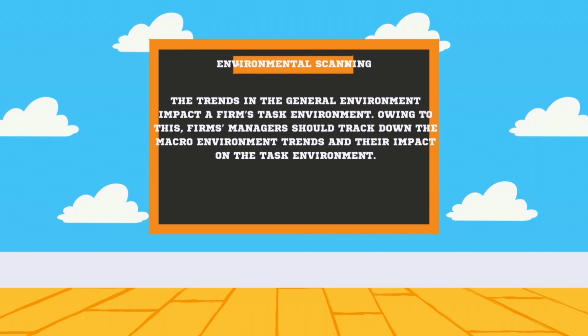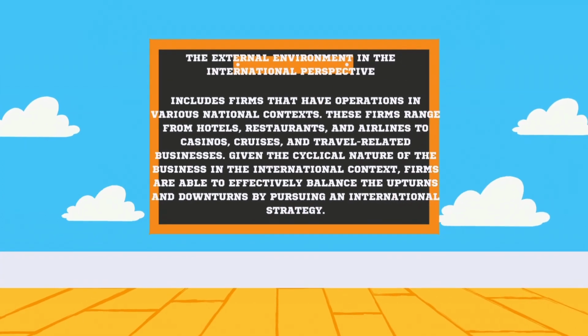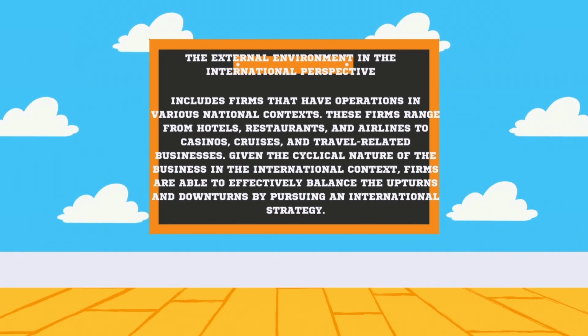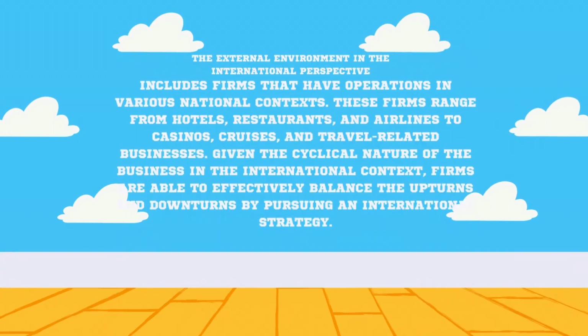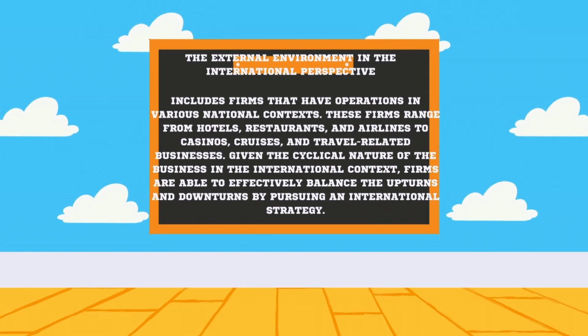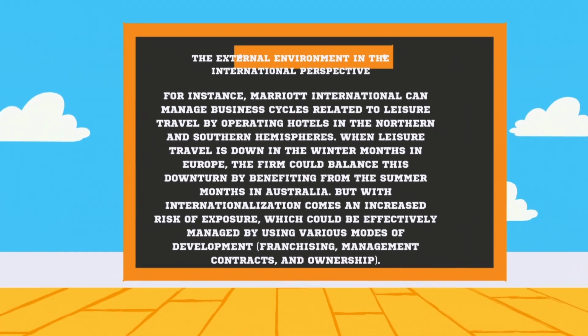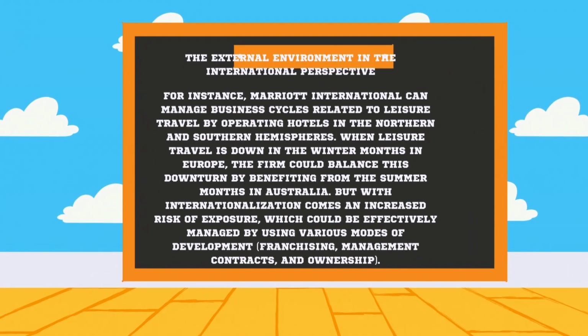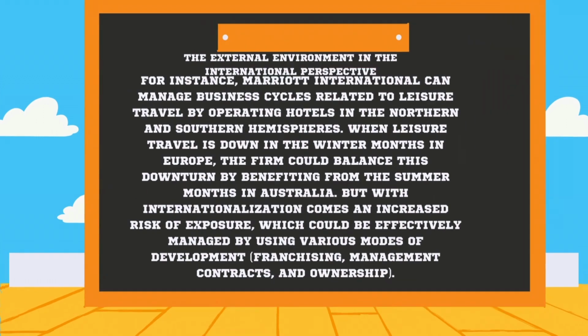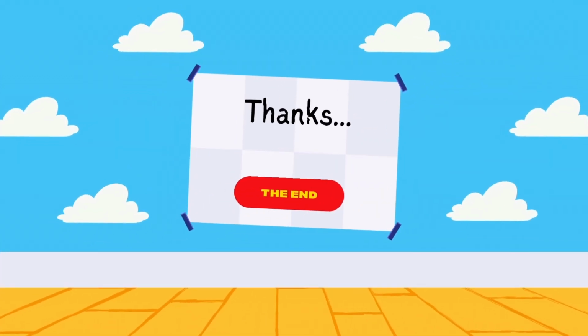The general macro environment might not directly affect the firm, but if it affects the task environment, like the customers, suppliers, competitors, and regulators, then the task environment has a direct impact on one's organization. This includes firms that have operations in various international contexts, from hotels to restaurants to casinos. They have taken advantage of the cyclical nature of the business. There is a lot of risk in internationalization, but with a proper strategy, the benefits and potential of being able to explore a bigger market, the potential for growth is big.